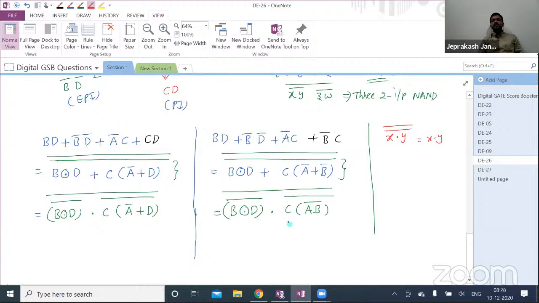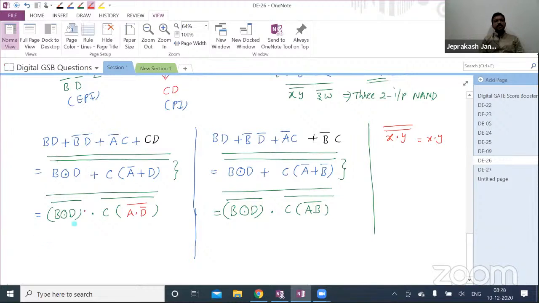So similarly, here also, just one second, here I will modify. Here I have written directly. Here also I will write A bar plus D. How can we write it? A into D bar whole bar, right? So you can easily implement it by using a two input NAND gate. Here also by using a two input NAND gate, right?